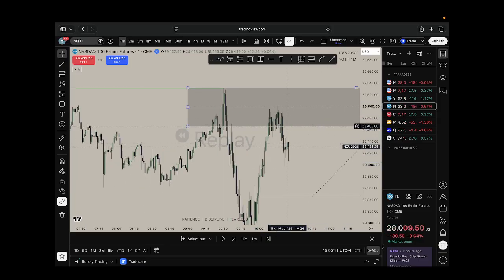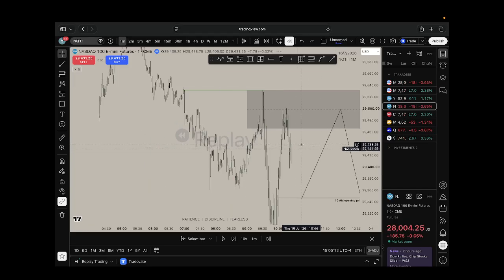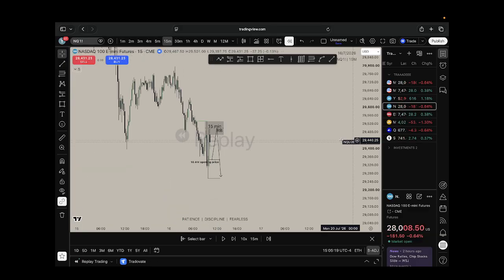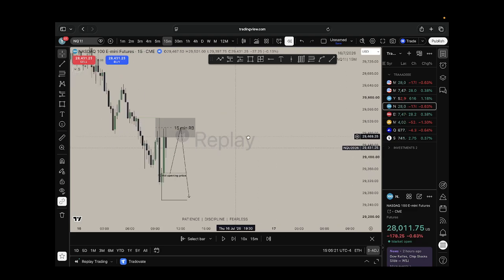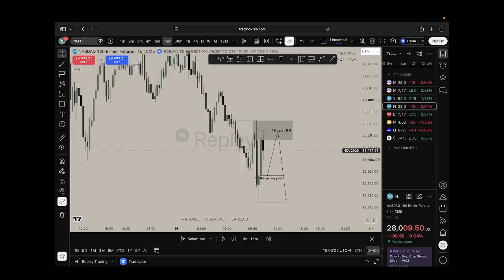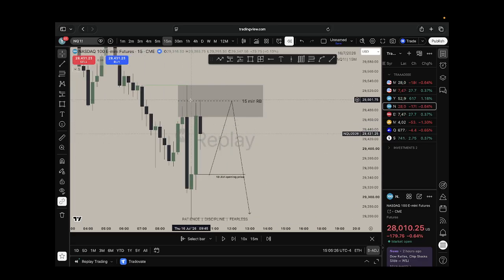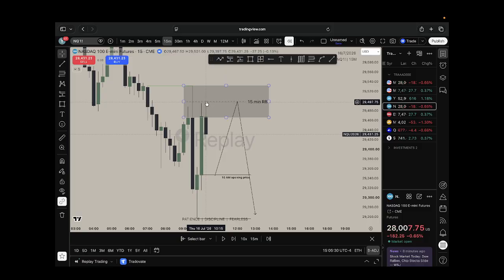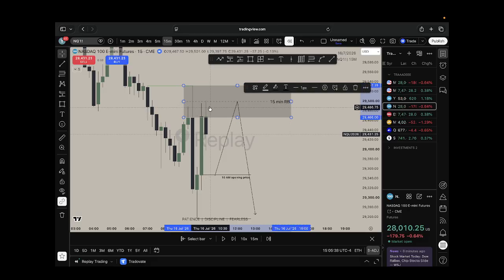That's just going a little bit into the entry function. I know this is just about the second step, which is the point of interest video. So this was the first type, which is a rejection block right here that we're delivering from. Internal structure: we end up respecting the consequent encroachment of the rejection block, which basically just means the 50% mark of this point of interest right here.